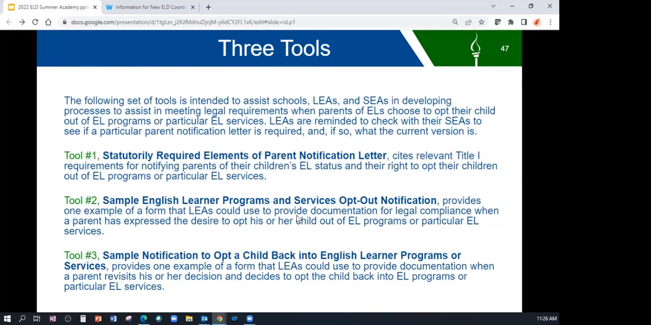So again, there are 3 tools that go with this. There's a statutory requirement. That parent notification letter tells them that their student has the right, and it has to say that they have the right to opt out of programs or particular services. Then the second tool is a sample opt-out notification, and then a sample opt-out bringing the child back in if they aren't making progress. So it gives you some examples of letters or documents that you can use with parents.